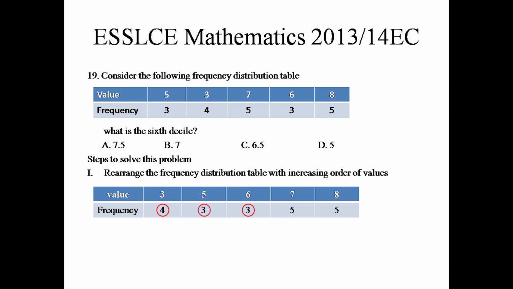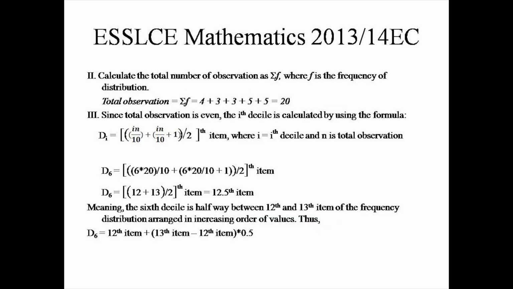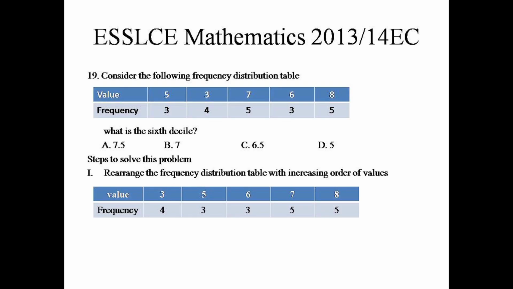If we add 5, we find 15, meaning items from 11th to 15th are represented by 7. So that is, 12th item is equal to 7 and 13th item is equal to 7. Thus, the 6th decile, that is d sub 6, is equal to 12th item, 7, plus 13th item, 7, minus 12th item, that's 7, times 0.5. 7 minus 7 is 0, times 0.5 is 0. So 7 plus 0 is equal to 7. The correct answer is choice B.